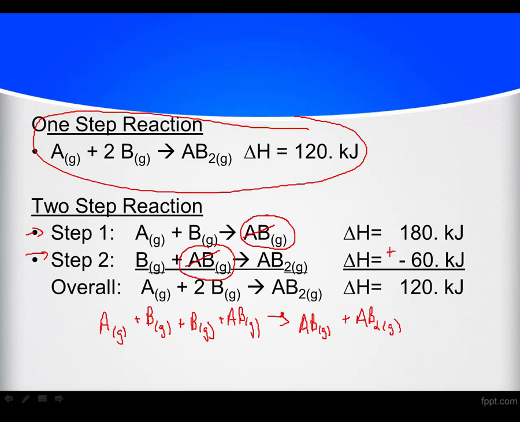As I'm looking at this equation, there's way too much stuff here, right? B and B can get added together, because it's the same thing. So I can say A as a gas plus two B's as a gas. When I look at this AB as a gas, though, doesn't it exist over here? If I was doing algebra and I wanted to combine my terms, what would I do?